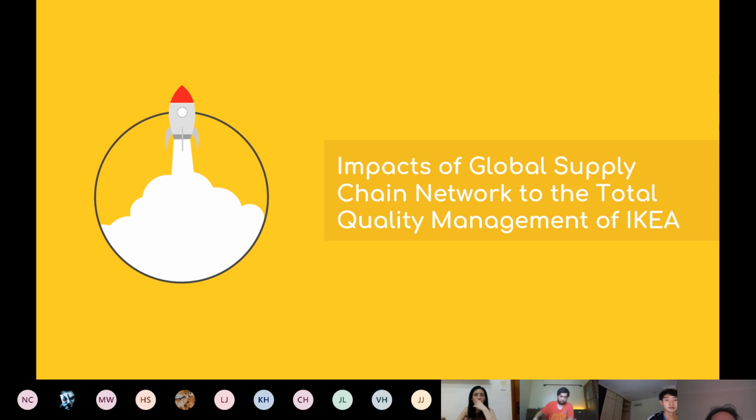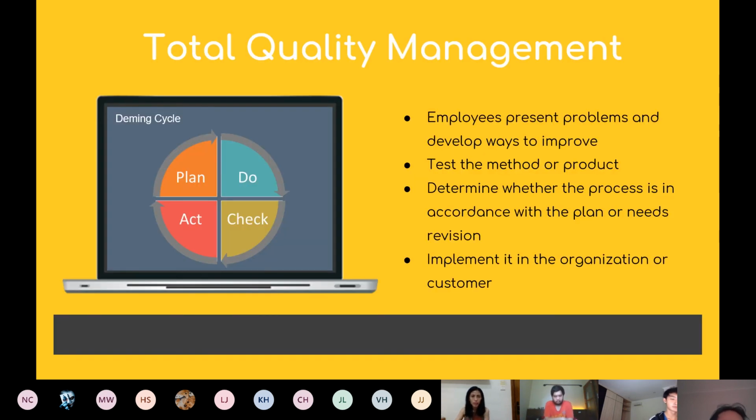So the impacts of the global supply chain network on the total quality management of IKEA. One of the total quality management practices applied by IKEA was originally the Deming cycle, which has plan, do, check, and act. So plan: the employees find problems that occur in the company and then convey the problem to superiors as well as deliver solutions that can be applied.